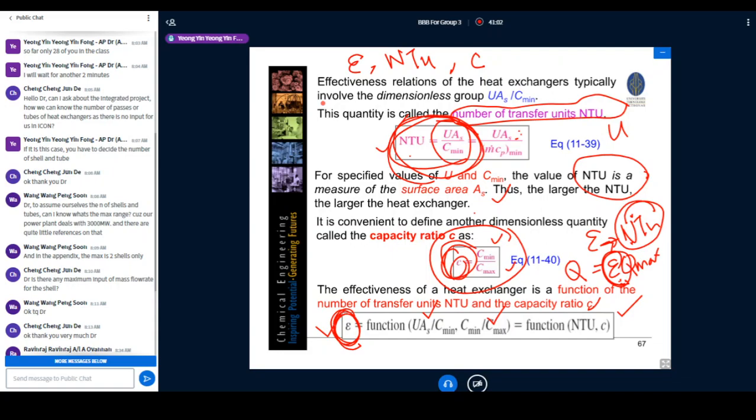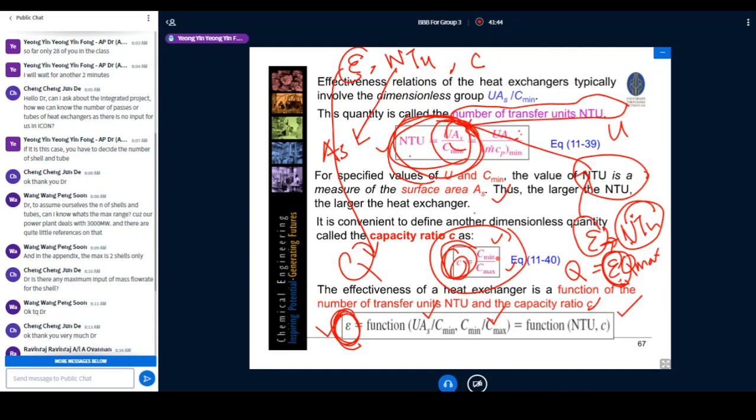Sometimes the question is asking you to calculate the Q, and sometimes the question is asking you to determine the surface area or the length of the pipe. So meaning that the calculation will be the other way around. Okay, you need to calculate the effectiveness. After that, you need to get the NTU. Then after that, you will be able to get the surface area. This is how this relationship plays around. Okay, effectiveness, NTU, surface area. Okay, number of transfer units.